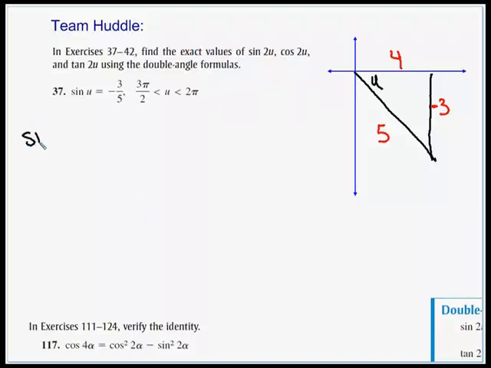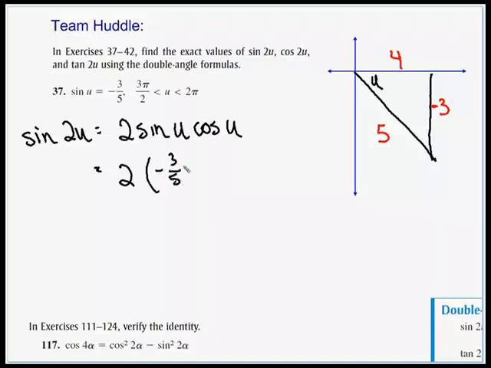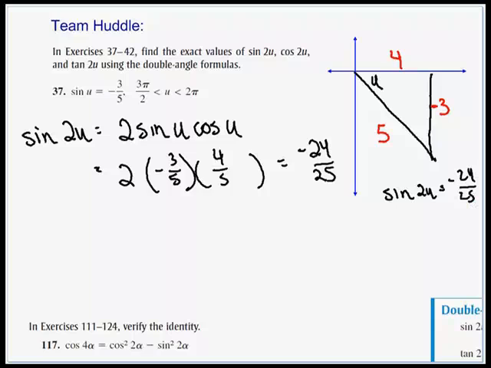The sine of 2u is 2 sine u cos u. So we have our sine of u given in the setup of the problem. That's -3/5. The cos of u we'll get from our triangle. Adjacent over hypotenuse is 4/5. And if we multiply that straight across, we get -24/25. So I'll come down here. The sine of 2u is -24/25.